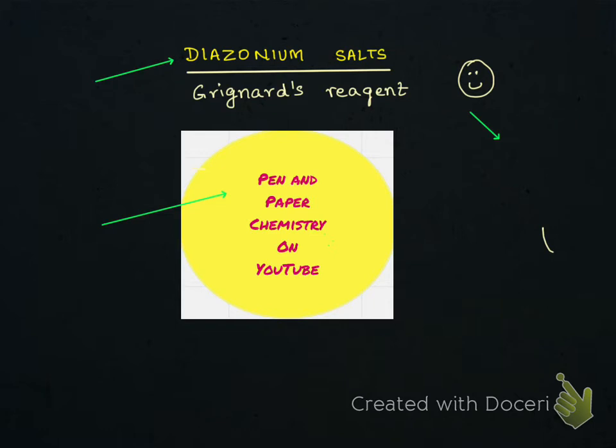You may not have it as a separate topic in your syllabus, but you will come across many reactions where you will be dealing with diazonium salt. So for example, Sandmeyer reaction, Gattermann reaction, and so on. So let's understand diazonium salts as one single topic. But before we do that, please make sure that you have your pen and paper ready to take down the notes.